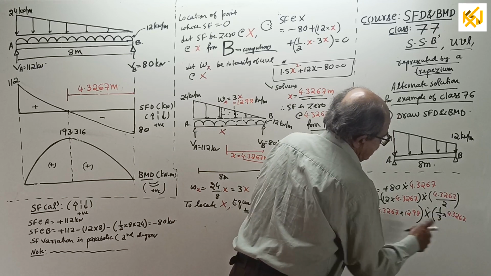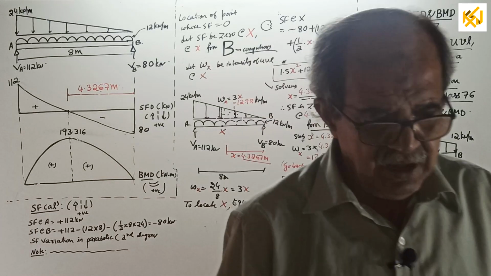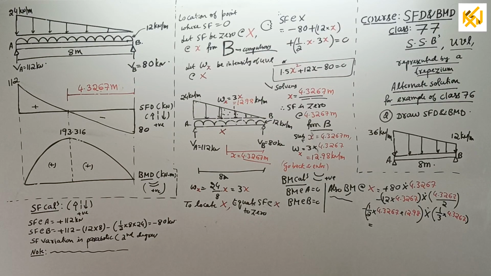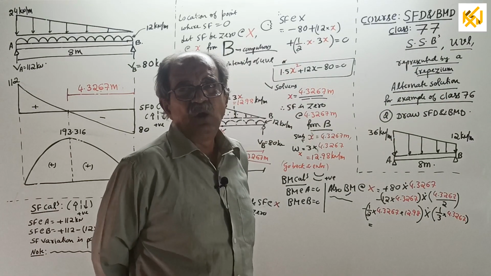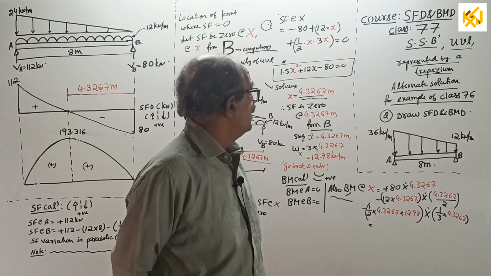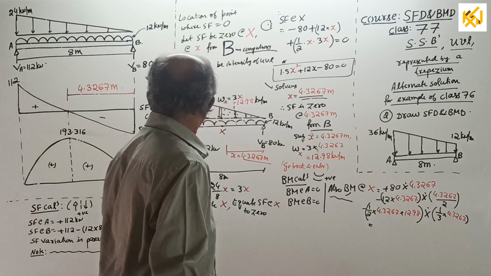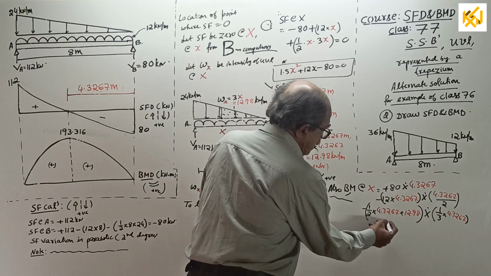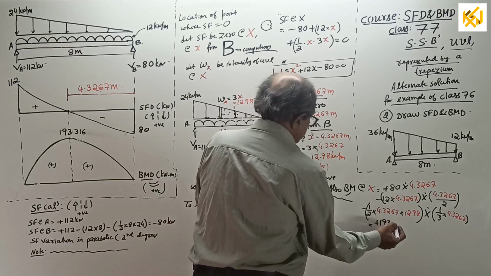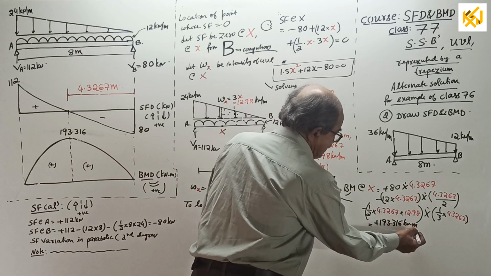4.3267. Just one minute. I will check the camera there. It should not go out of the camera. Okay, perfectly okay, no problem. Everything is there. This time I am not going to calculate. If I calculate, people will tell he has no confidence. 193.316 kilonewton meter. It is my own value. I have not copied from anywhere.